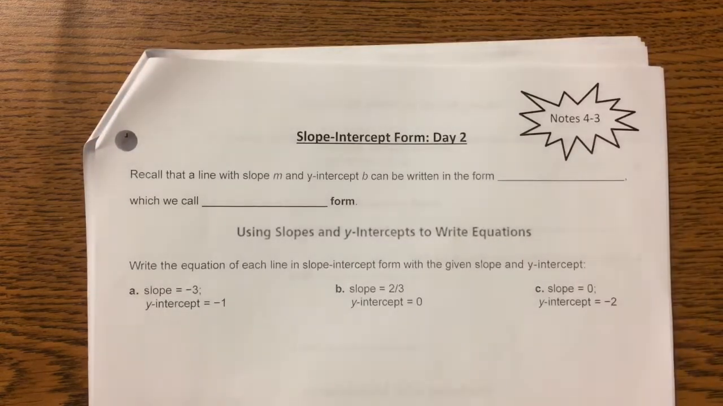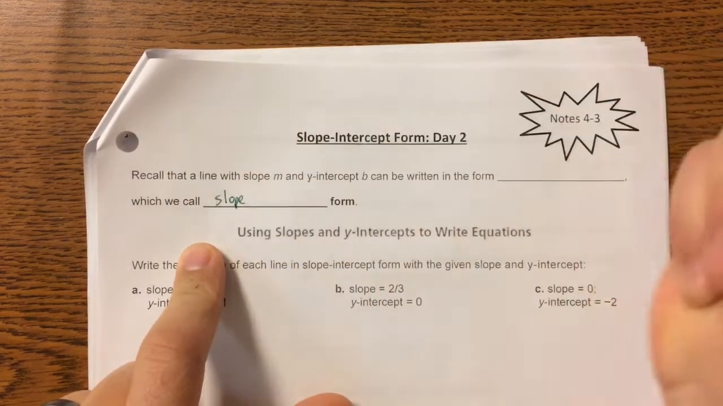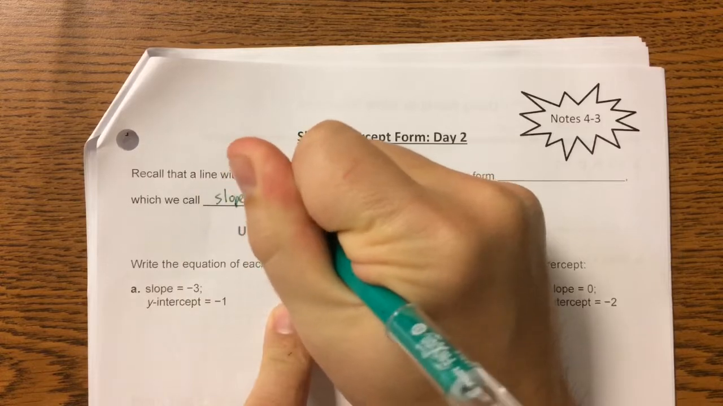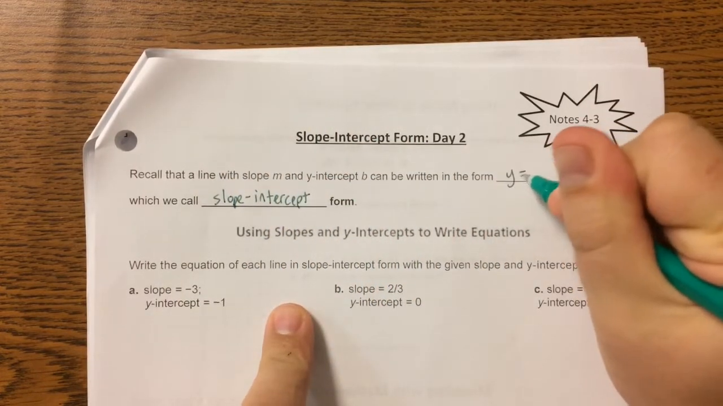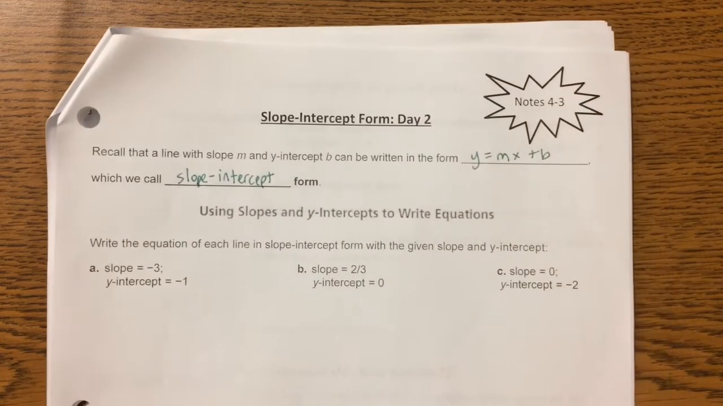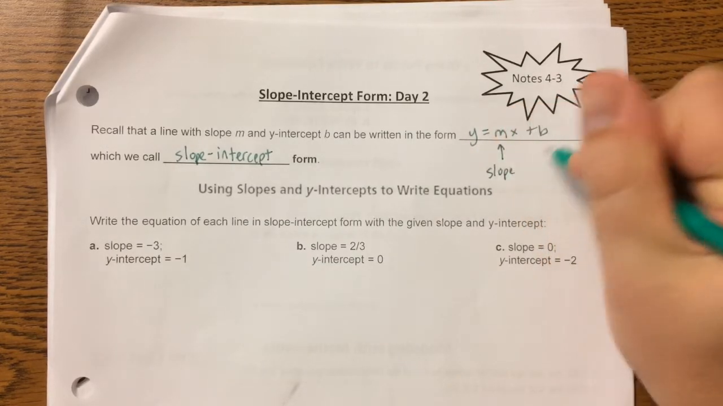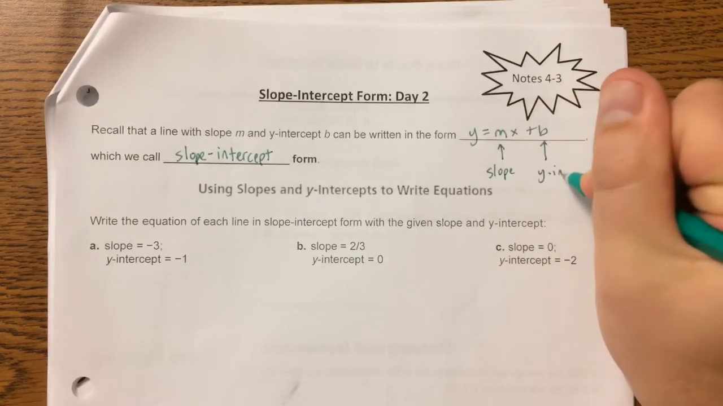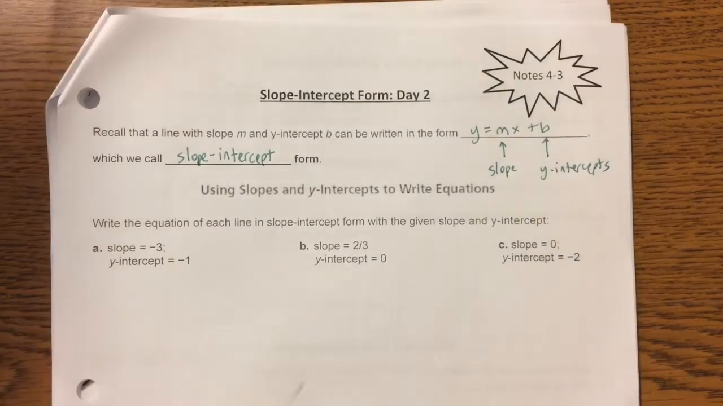All right, so as I said, a line that's written in slope-intercept form is written in the form y equals mx plus b. And the reason why it's called slope-intercept form is because the slope and the y-intercept are explicitly stated. All right, they're in the equation.